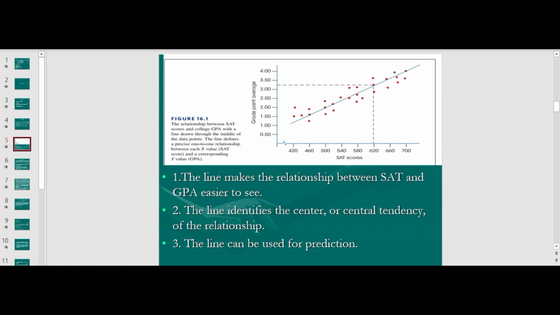Second, the line identifies the center or the central tendency of the relationship. The line indicates the center, just as the mean describes the central tendency for a set of scores. Thus, the line provides a simplified description of the relationship. For example, if some data points were removed, the straight line would still give a general picture of the relationship between SAT and the GPA. Third, the line can be used for prediction.